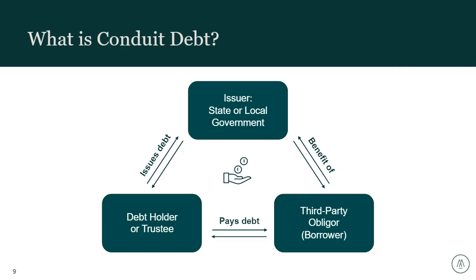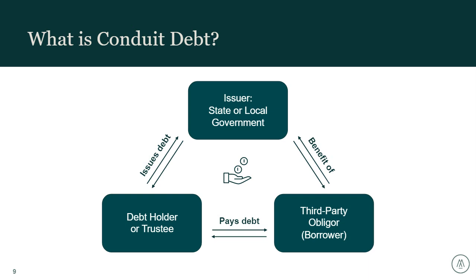So what is conduit debt? This is a great slide that gives a pictorial view of it. For accounting and financial reporting purposes, a conduit debt obligation is a debt instrument issued in the name of a state or local government, so the issuer, that is for the benefit of a third party, primarily liable for the repayment of the debt instrument, so the third party obligor.